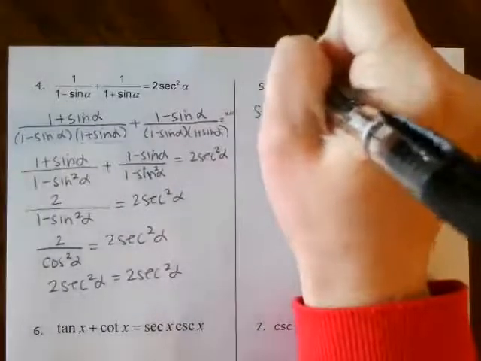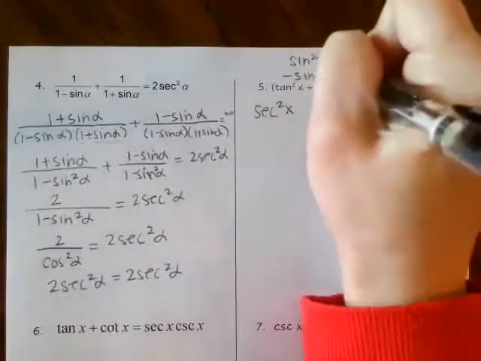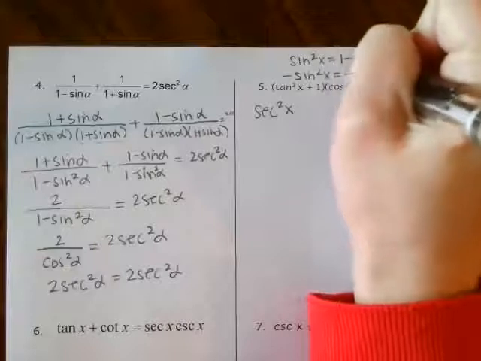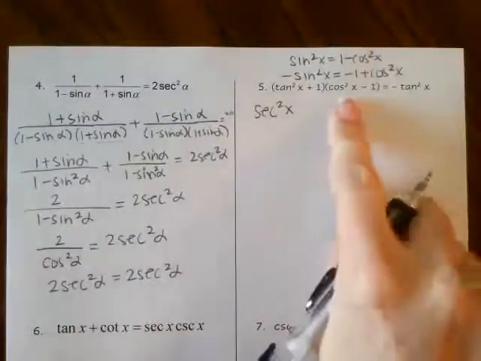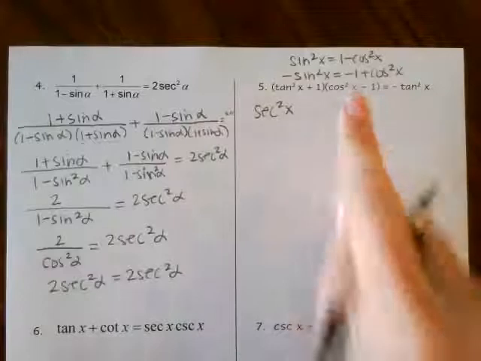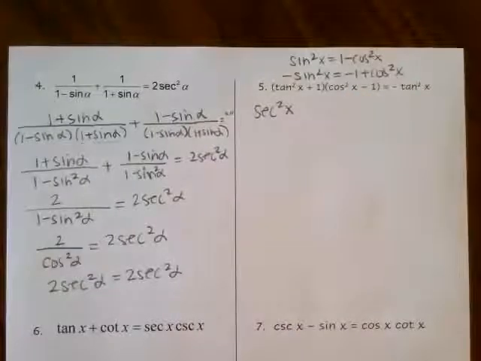That means that negative sine squared of x would be equal to negative 1 plus cosine squared of x, which is what we have there. I told you you're going to have to get comfortable with manipulating these.